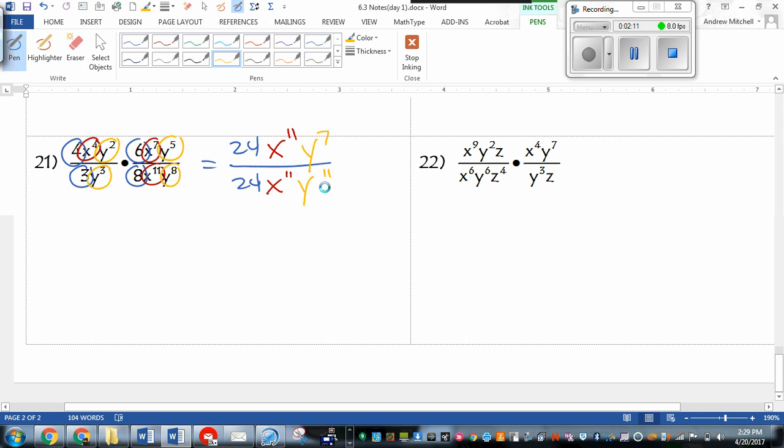Now we want to simplify. So 24 divided by 24, if we divide something by itself, that just gives us 1. So we have 1 over 1. We don't really have to write those in there.